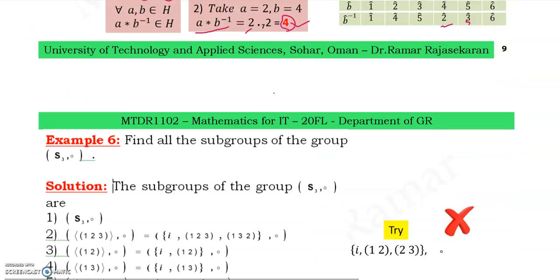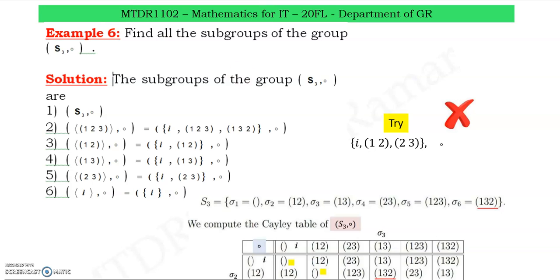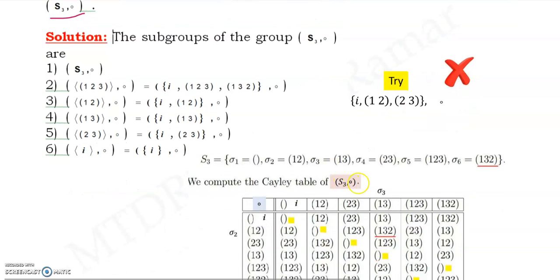Now you go to example 6. You see here, what is the question? Find all the subgroups of the group S3 with composition. What is S3 with composition? This we already studied in the previous video. S3 is nothing but the 6 permutations listed here.